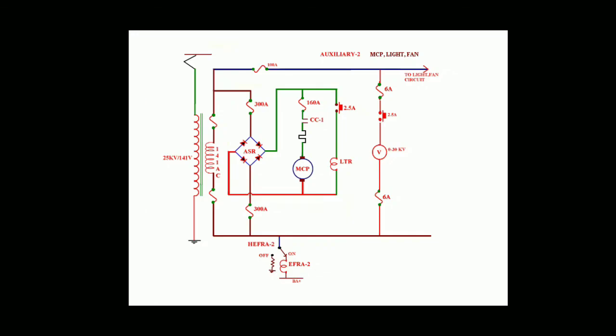Now let us see auxiliary power circuit 2. Auxiliary power circuit 2 gets power supply as soon as motor coach is energized and OHE is available at main winding. This 25 kV supply in main winding is stepped down to 141 volts AC and is given to main compressor through auxiliary supply rectifier, fans and lights.